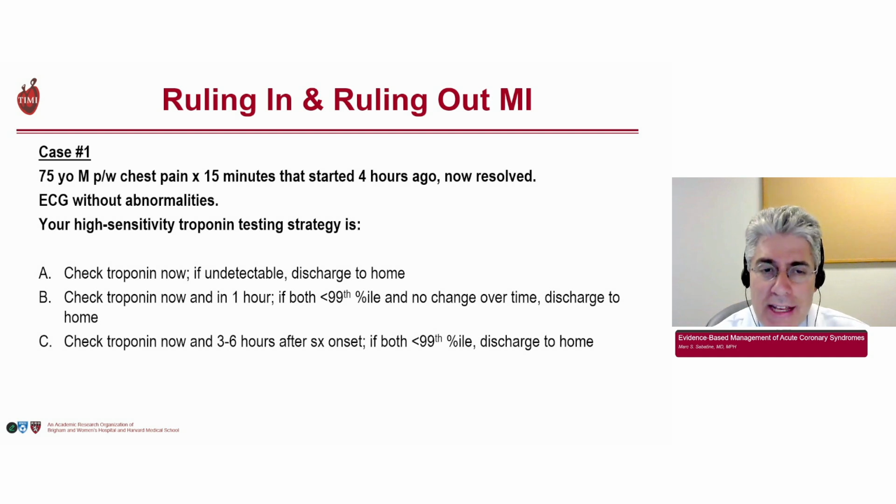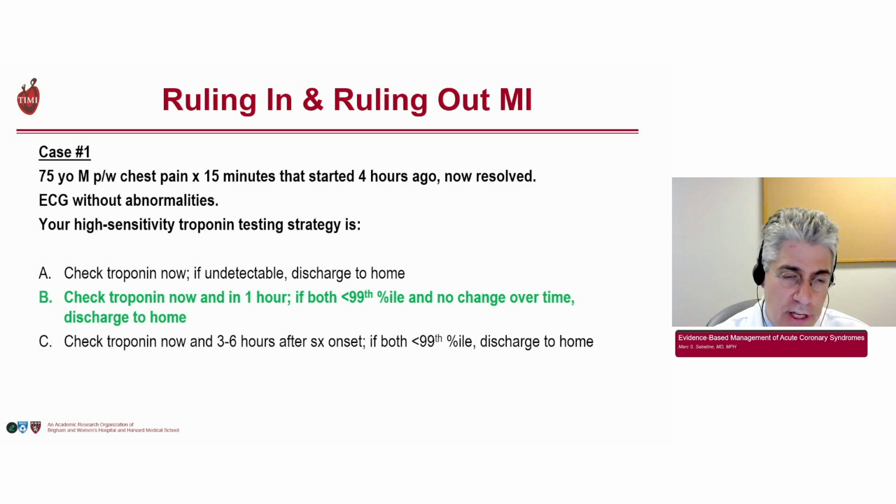Think about what your high sensitivity troponin testing strategy would be. Is it A, check troponin now, and if undetectable, discharge to home? B, check troponin now and in 1 hour. If both are below the 99th percentile and no change over time, discharge to home. Or C, check now and 3 to 6 hours after symptom onset. And if both are below the 99th percentile, then discharge to home. So the correct answer is B.